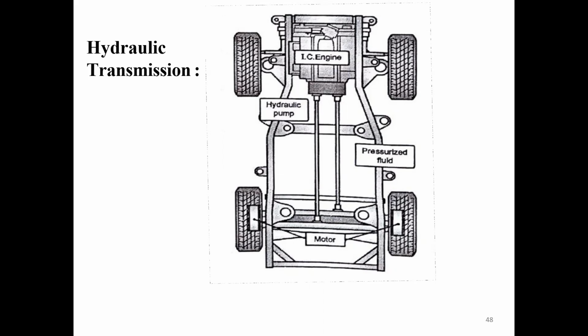Here what is happening? We are using the IC engine. This IC engine is connected to the pump. The pump pumps the hydraulic fluid or oil which runs the motor, and these motors are connected with the wheels. These two motors are used to drive using the pump here. So how are they connected? Engine is connected to the pump. Pump is connected to the motor, and these motors are coupled with the wheel. So power is transmitted from the IC engine to the wheels using the hydraulic oil.